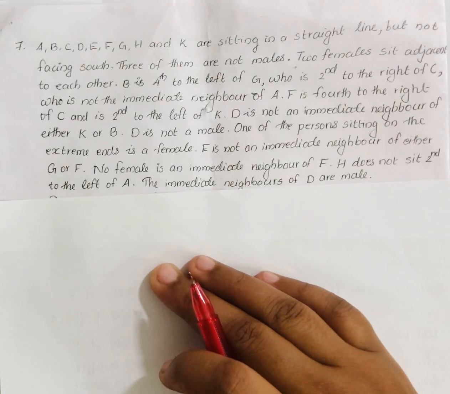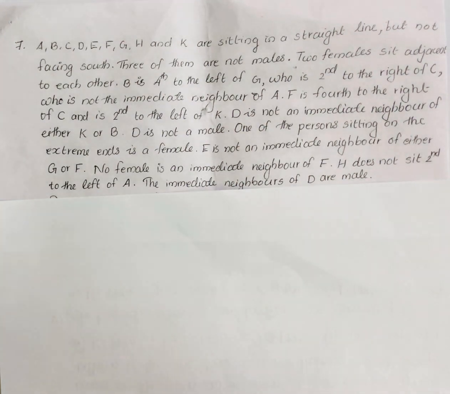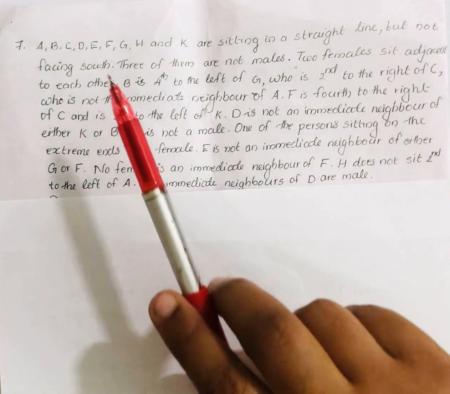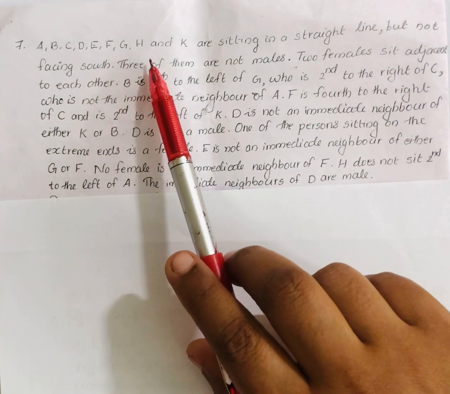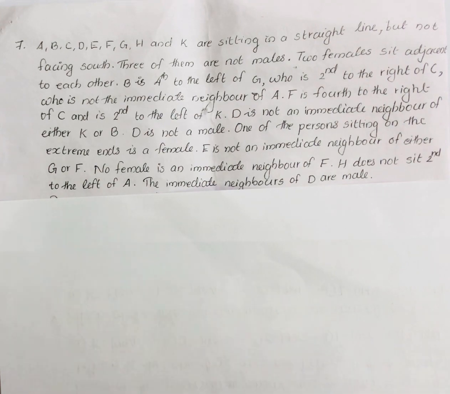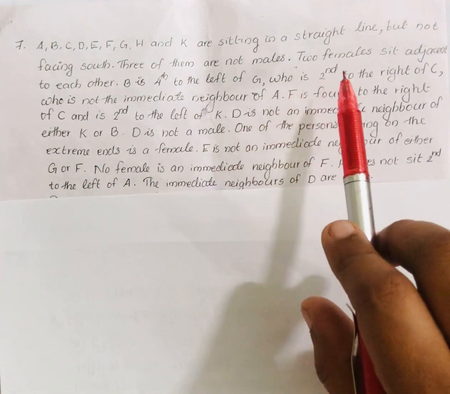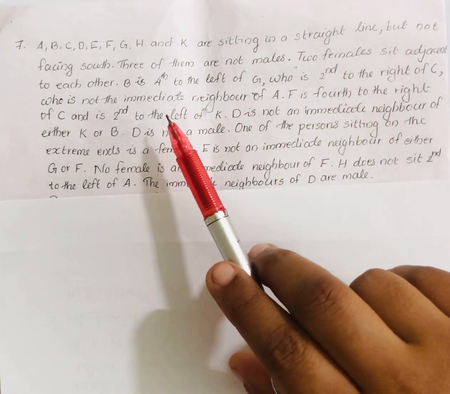Hi all. In this video, we can do puzzle question row-wise arrangement. We can go for the first question. Here A, B, C, D, E, F, G, H and K are sitting in a straight line but not facing south. 3 of them are not males. 2 females sit adjacent to each other.